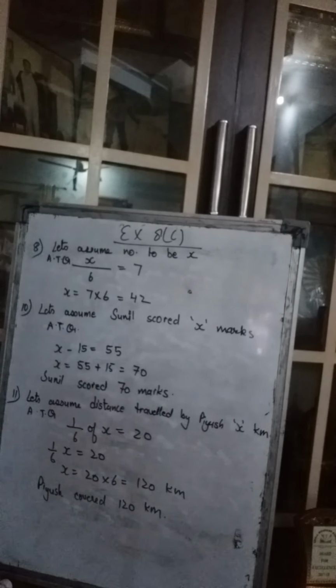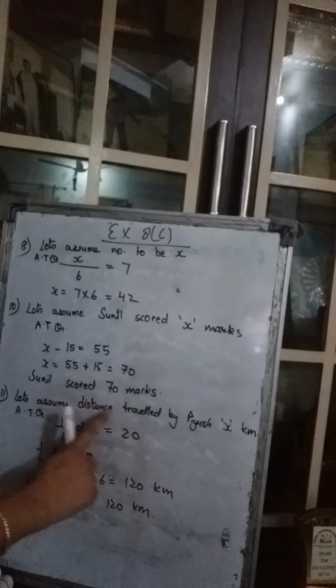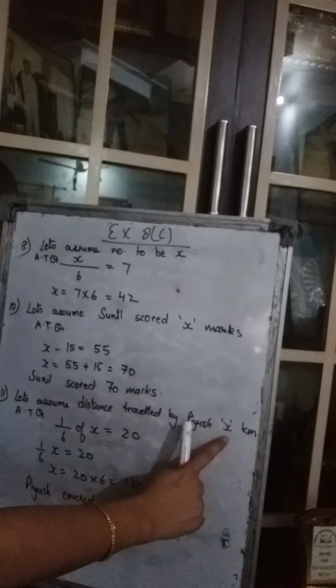Now we come to the 11th question. It says 1/6 of the distance travelled by Piyush is 20 km. Find the distance travelled by Piyush. So we do not know what distance Piyush travelled. So we will assume that to be x. So let's assume distance travelled by Piyush is x kilometer.